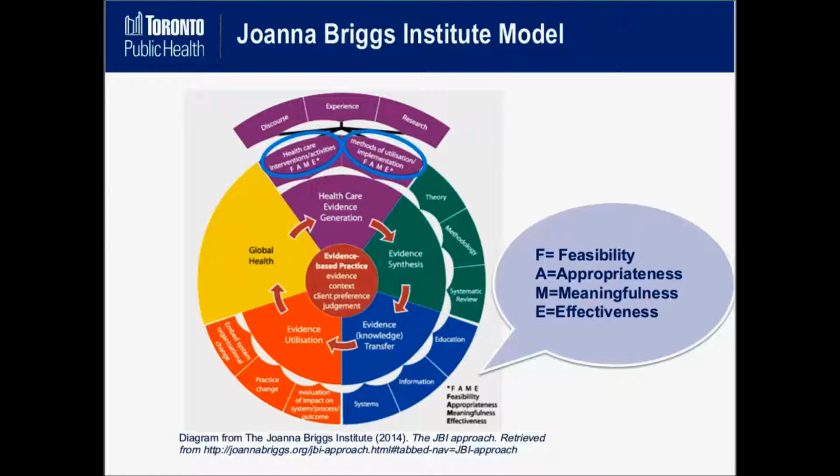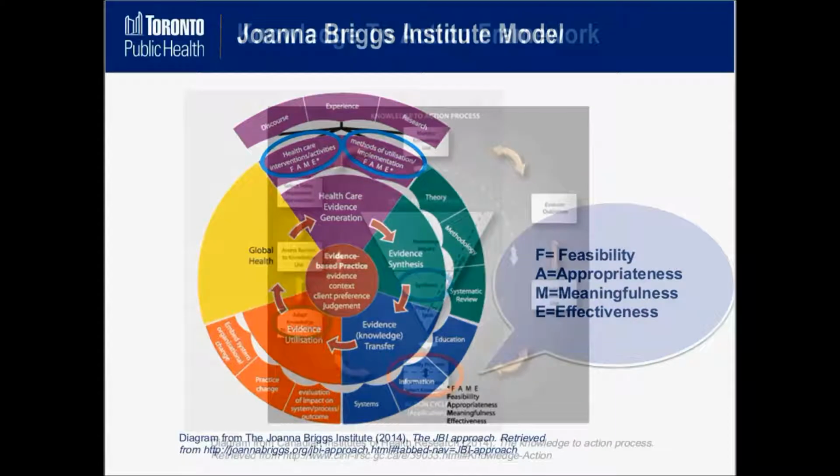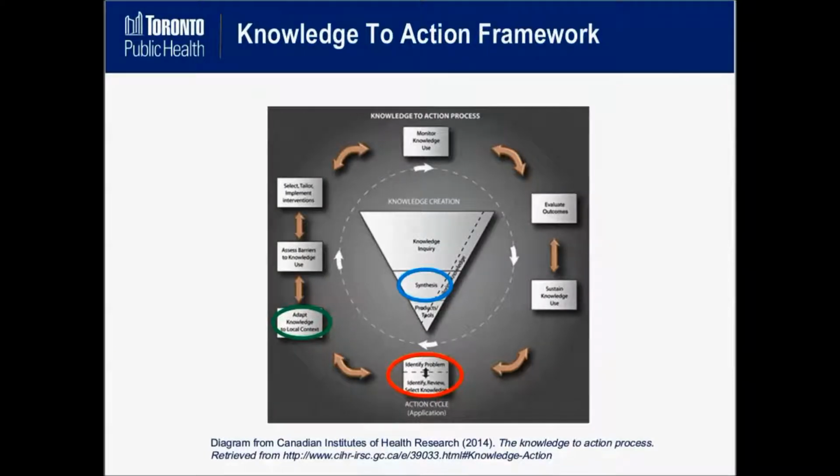Joanna Briggs Institute also believes that evidence needs to effectively and appropriately meet the needs in ways that are feasible and meaningful to the practice setting and key stakeholders. JBI also considers systematic review as the core approach to evidence synthesis. However, the JBI model does not explain the process of guideline implementation. So hence, I'm going to use the KTA model, which is called the Knowledge to Action Framework, to complement the JBI model. So that's my next slide.